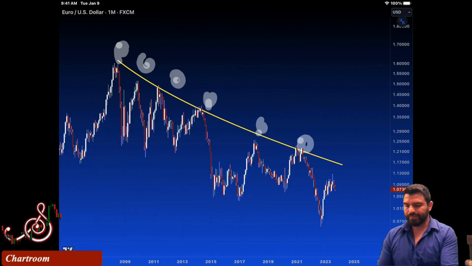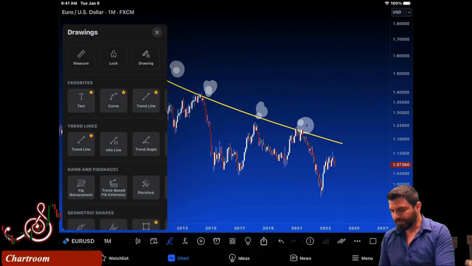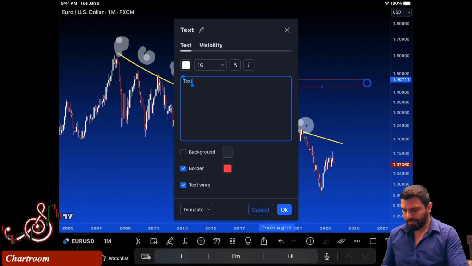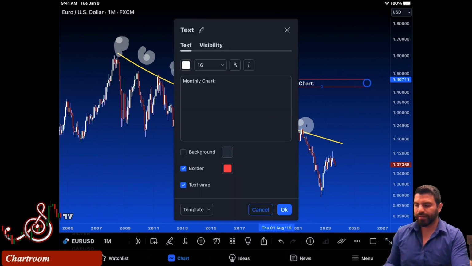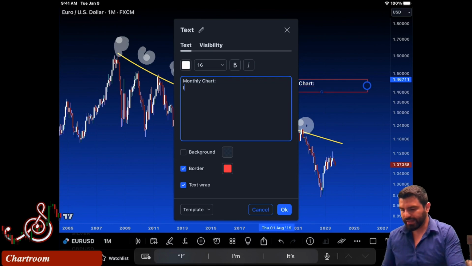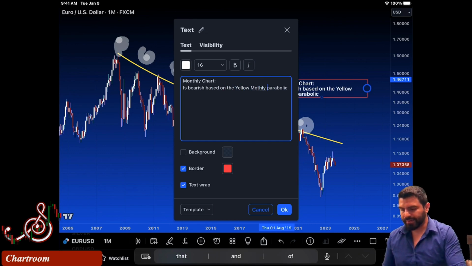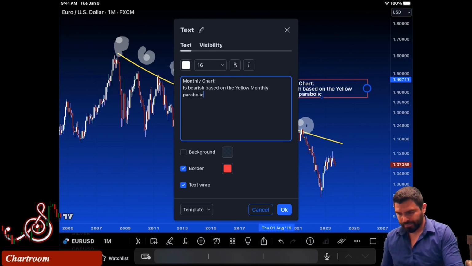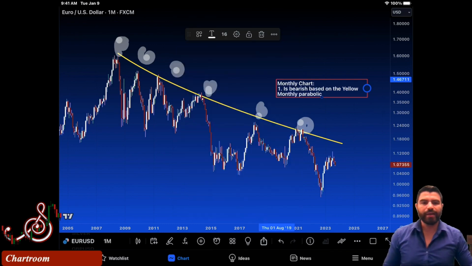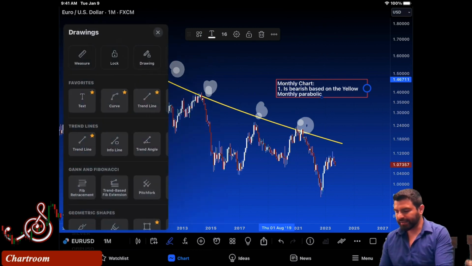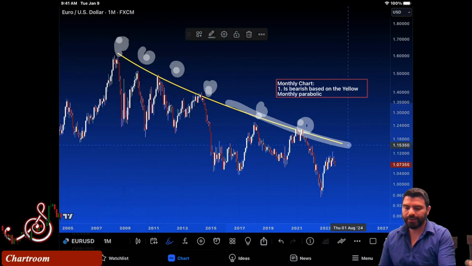Okay, now let's take this. Let's put our notes here. Let's put a text: Monthly chart. And then we're going to do this. Currently, the monthly chart is, and let's put this down, bearish based on the yellow monthly parabolic. Okay, that's one. So we have one identifier that price is still weak because it's still underneath this line.